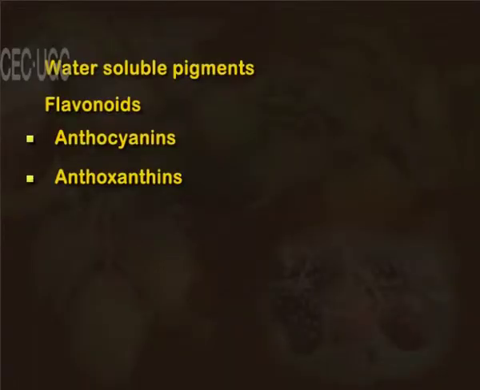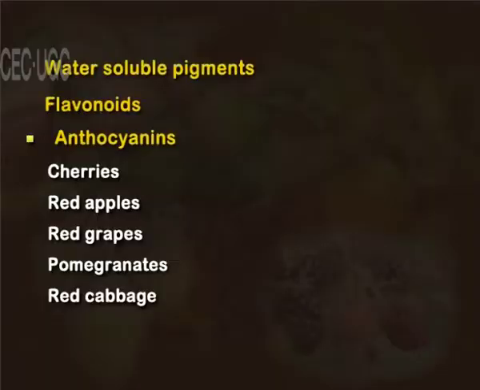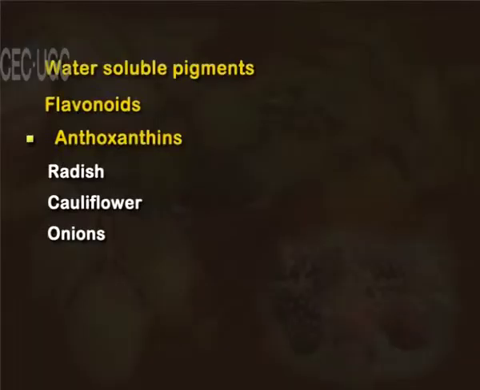under anthocyanins and anthoxanthins. Now anthocyanins are water soluble pigments which disperse freely, ranging in color from red to purple. They are present in red cherries, red apples, red grapes, pomegranates and red cabbage. Now anthoxanthins are colorless pigments or pale yellow to white in color, and they are widely distributed in almost all the plant tissues, but predominating examples are radish, cauliflower and onions.